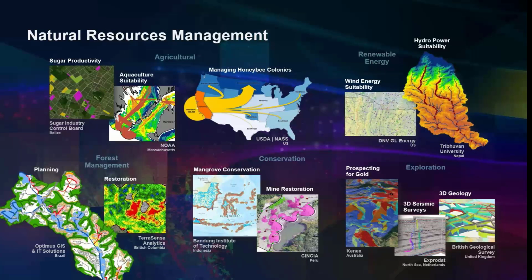Here are some great examples of how our customers in natural resources are using GIS to make better business decisions. We can see here how GIS is being used to manage honeybee colonies, do an aquaculture suitability analysis, site wind energy and hydropower projects, and plan optimal routing for forest operations.